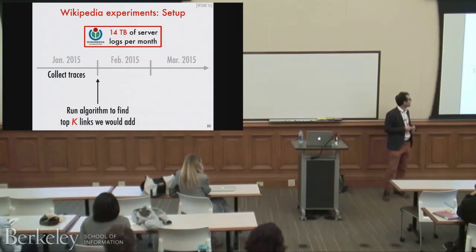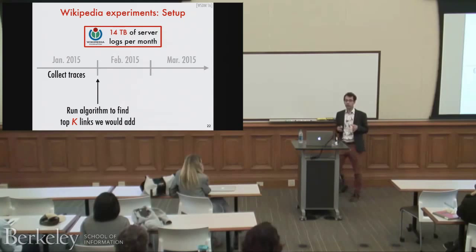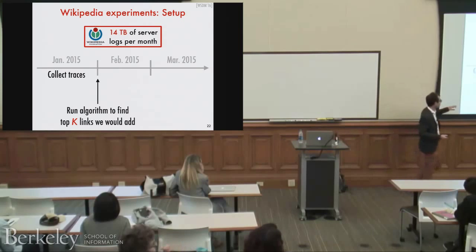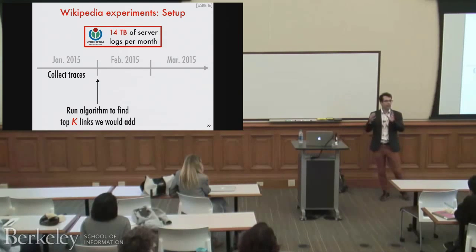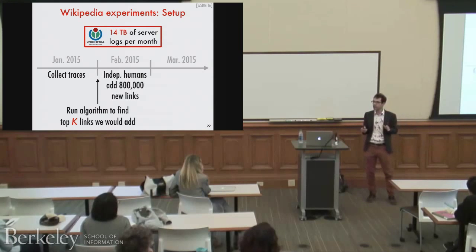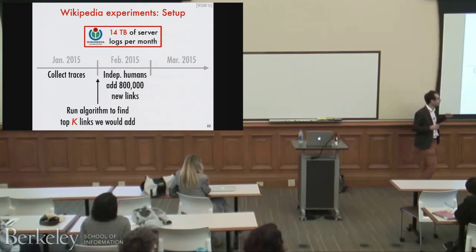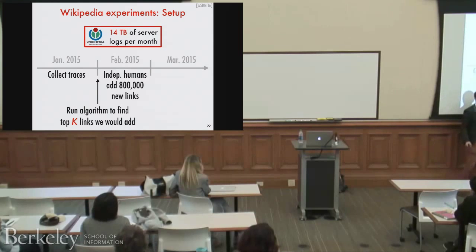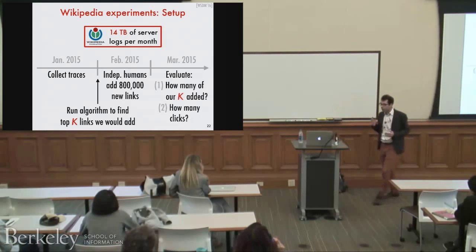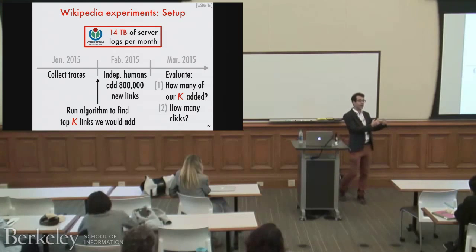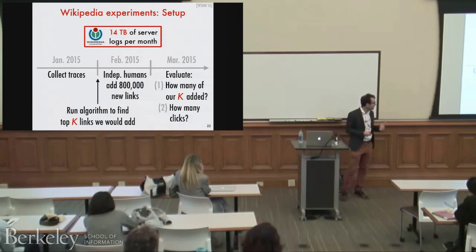And the setup is the following. In the first month, we collect the navigation traces, and those we feed to the algorithm that I just presented. And then the algorithm will spit out the top link recommendations that we would add to the site, but we don't add them to the site. We just keep them for ourselves, and then we wait for 1 month, and we see what Wikipedia editors do naturally. So during that 1 month, humans that have nothing to do with our research will just do their regular Wikipedia editing work, and they add 800,000 links to Wikipedia in that month. And then in the 3rd month, we can evaluate. We can ask how many of the links that we would have recommended were naturally, organically added by Wikipedia editors, and second, how many clicks were made on those links.